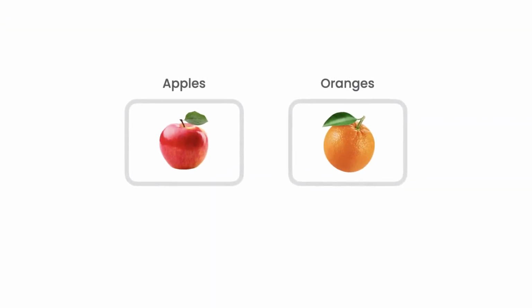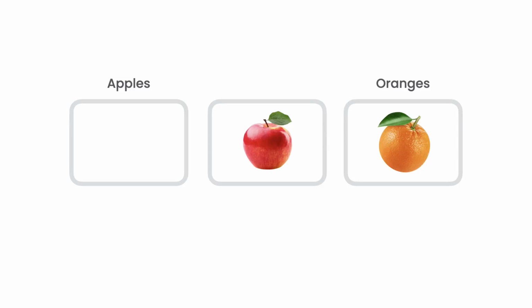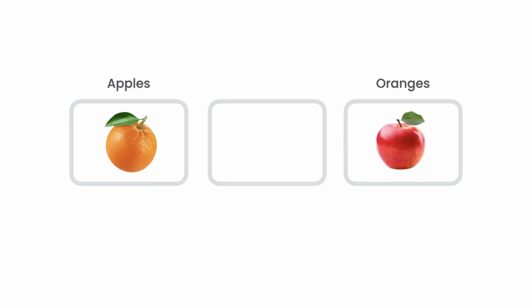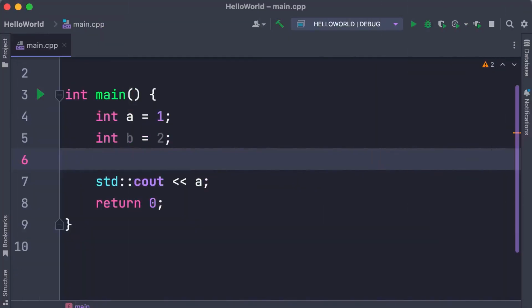So to solve this problem in real life, we need a third bucket. First, we empty our apples bucket into this bucket. Now the apples bucket is empty, so we can move the content of the oranges bucket here. Now the oranges bucket is empty, so we can move the content of the third bucket into this bucket. Now we have swapped the content of our buckets, right? So let's use this idea to solve this exercise.